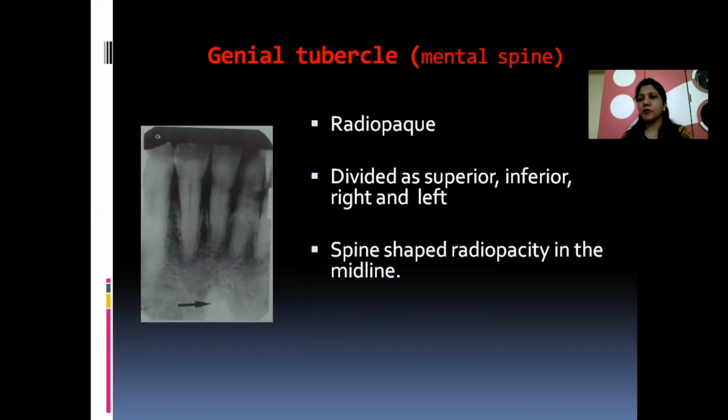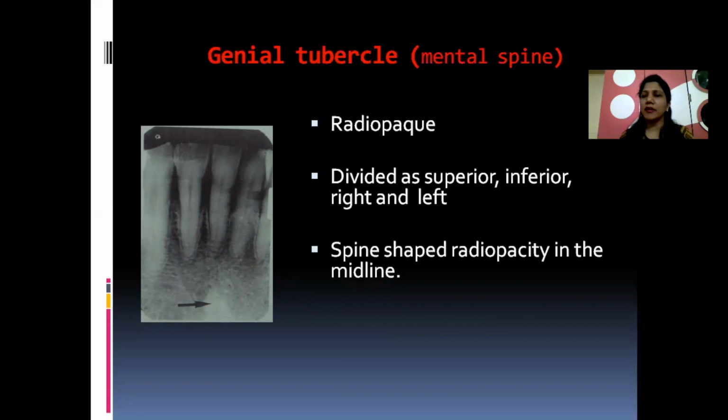The next is genial tubercle. It is also called mental spine. There are tubercles present on the lingual aspect of the mandible. Those tubercles are divided into superior and inferior, right and left. These are the insertion points for genioglossus, the superior one, and geniohyoid, the lower one. They appear on the lingual aspect, but on the radiograph you can see this as a radiopaque spine-like structure near the inferior border of the mandible.